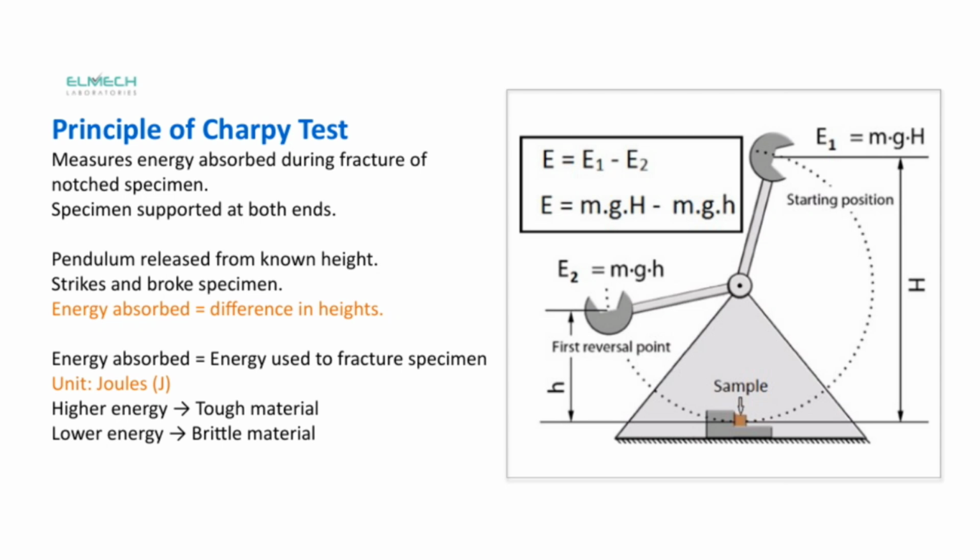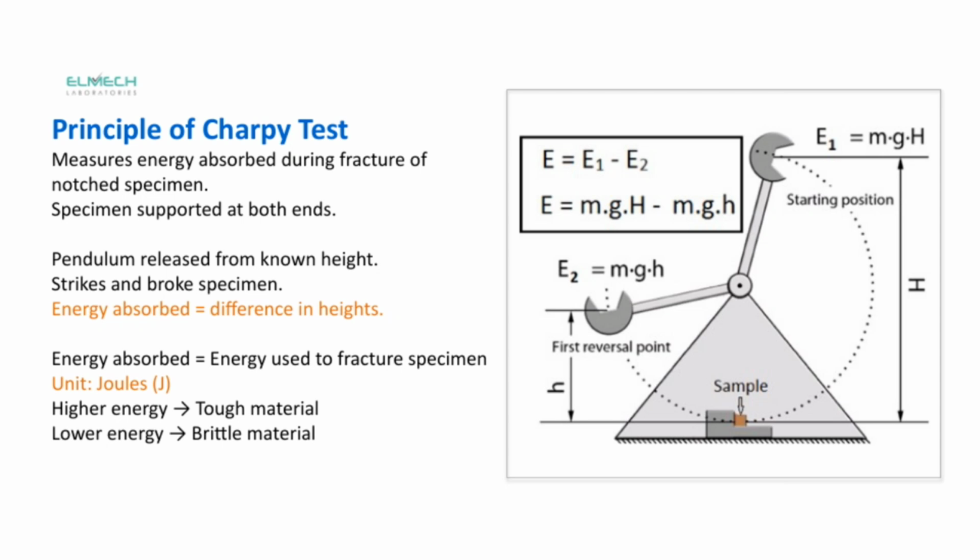This energy absorbed tells us a lot about the material's toughness. If a material absorbs a lot of energy before breaking, it's considered tough. Conversely, if it absorbs less energy, it tends to be more brittle. We measure this energy in joules, and it helps us classify materials based on their fracture behavior, whether they are tough or brittle. So, by understanding the energy absorption, we get valuable insights into the material's ability to withstand impact without fracturing.